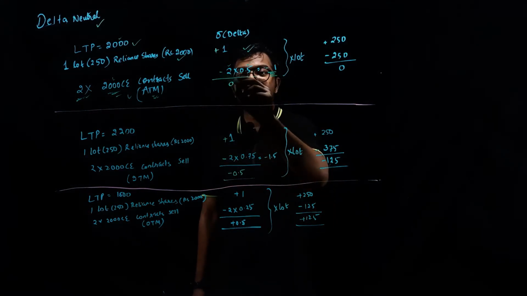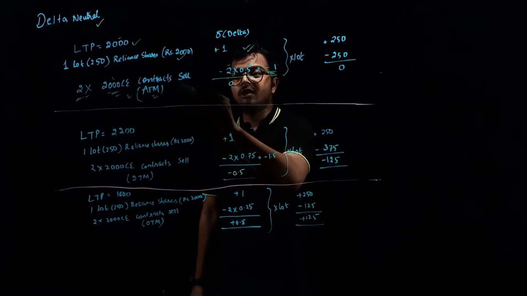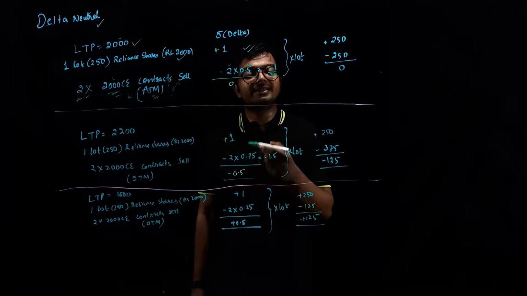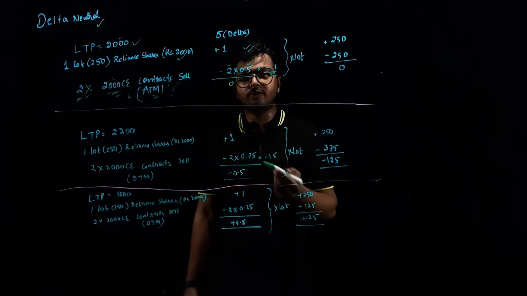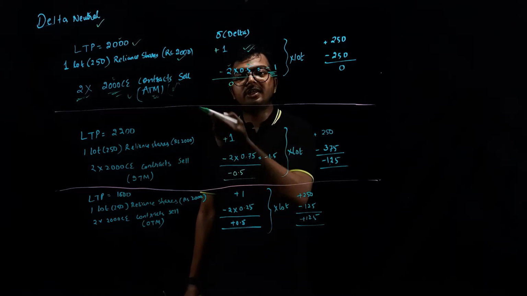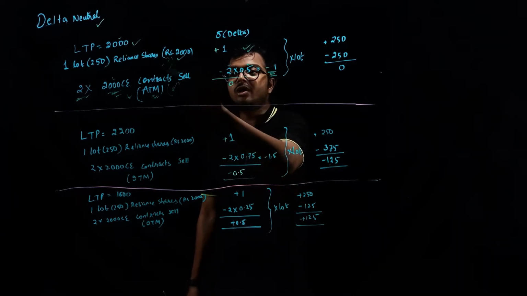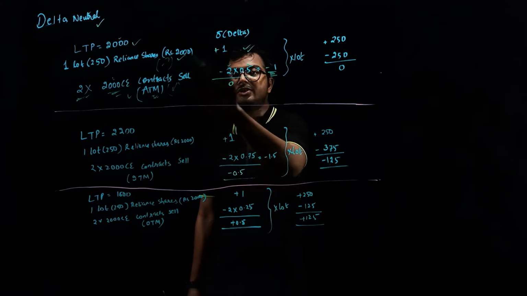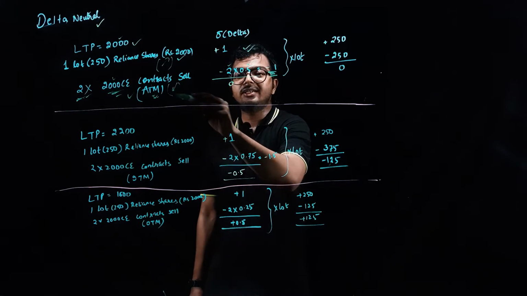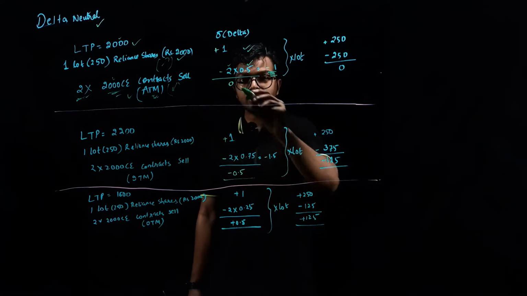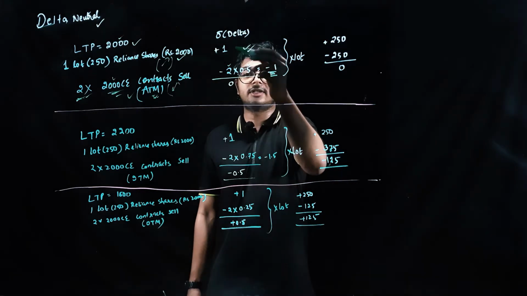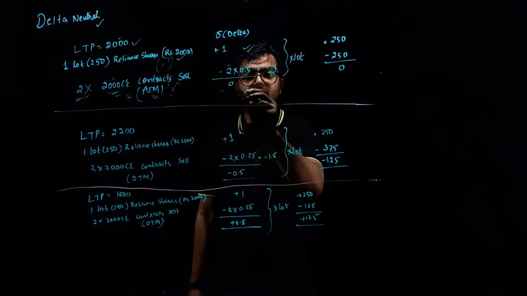You are giving this negative sign because in a call you think that the market would go down, because you have sold a call. You think that the market would go down, then only you would profit. And here the shares you have bought, and you expect the market to go up to make profit. So in this case you give a plus sign here, and here you give a minus sign. So if you see the overall delta, plus 1 minus 1 is 0.